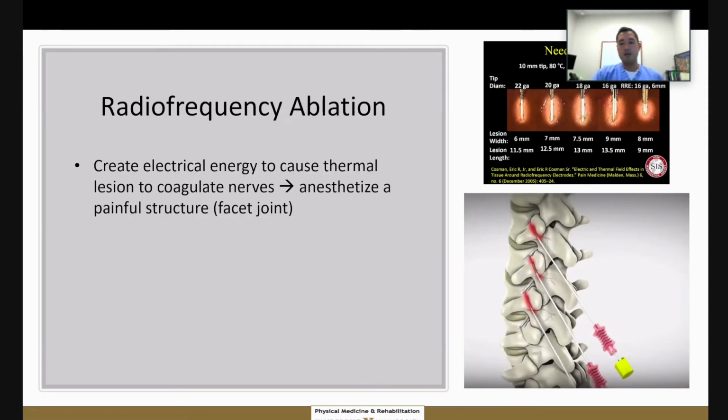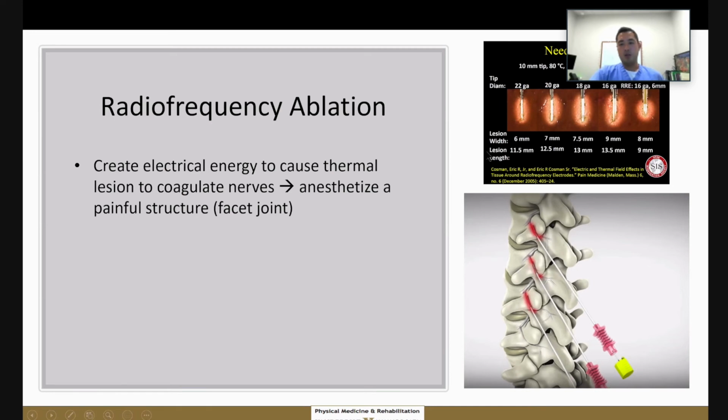If patients find significant relief with a medial branch block, then the next step that can be offered is a radiofrequency ablation. What you are doing with radiofrequency ablation is using electrical energy at the tips of the needle to cause a thermal lesion and coagulation of the nerve at that location. Essentially, you're causing blockade of the pain receptor at that medial branch.